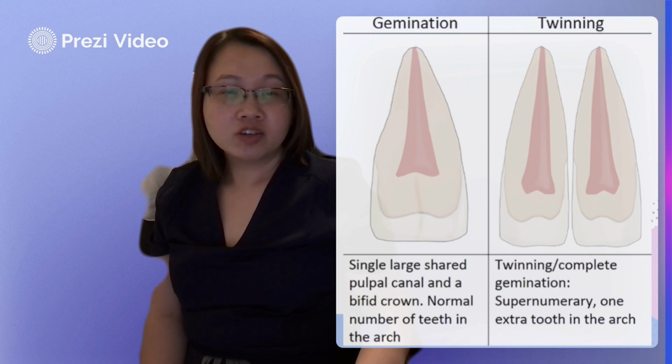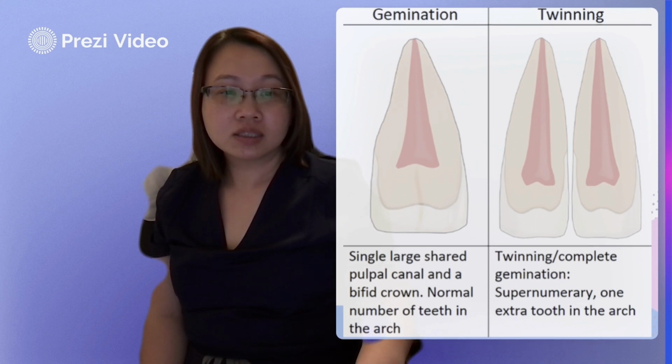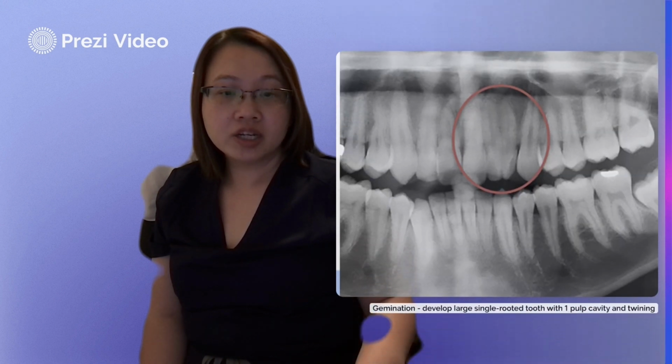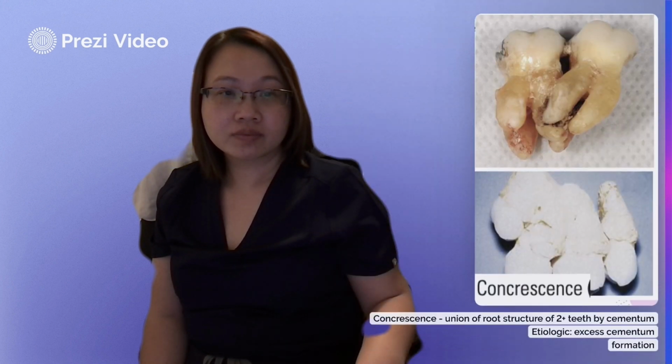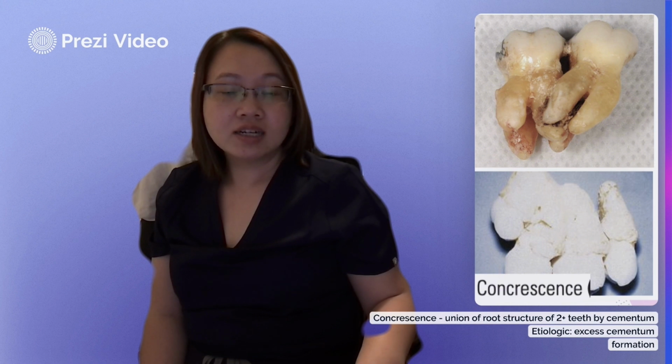Now we'll talk about defects related to the root, pulp, and cementum. The first one is gemination. We develop a bulky single root with one pulp cavity, and twinning. This is how it looks on the X-ray and on the gross sections. Another one is concrescence, which is the union of root structure of two or more teeth by the cementum, and it is usually caused by excess cementum development.